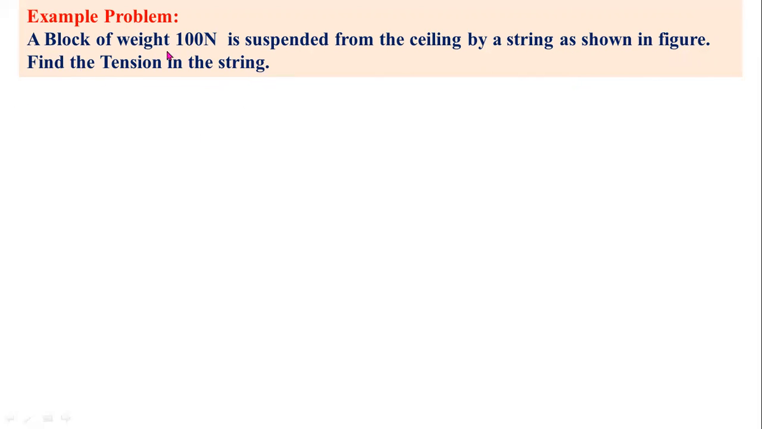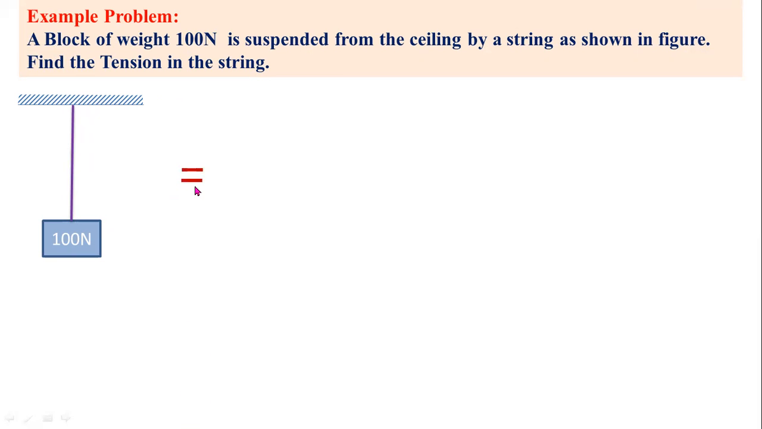A block of weight 100 newtons. Here the self weight of the body is given, that is 100 newtons. The block is suspended from the ceiling by a string as shown in figure. Here the 100 newtons block is suspended from the ceiling by using a vertical string. Now you have to find out the tension in the string.